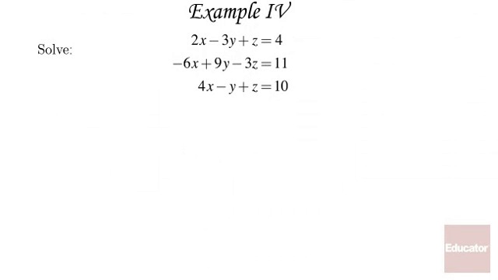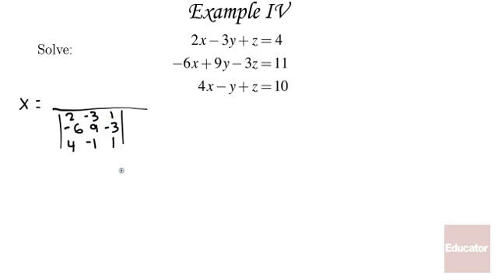Okay, again asked to solve a system of 3 equations. So I'm going to start out by looking for x and looking at the denominator. For the denominator, I'm going to use the coefficients of x: 2, negative 6, and 4. The coefficients of y: negative 3, 9, negative 1. And the coefficients of z: 1, negative 3, 1.